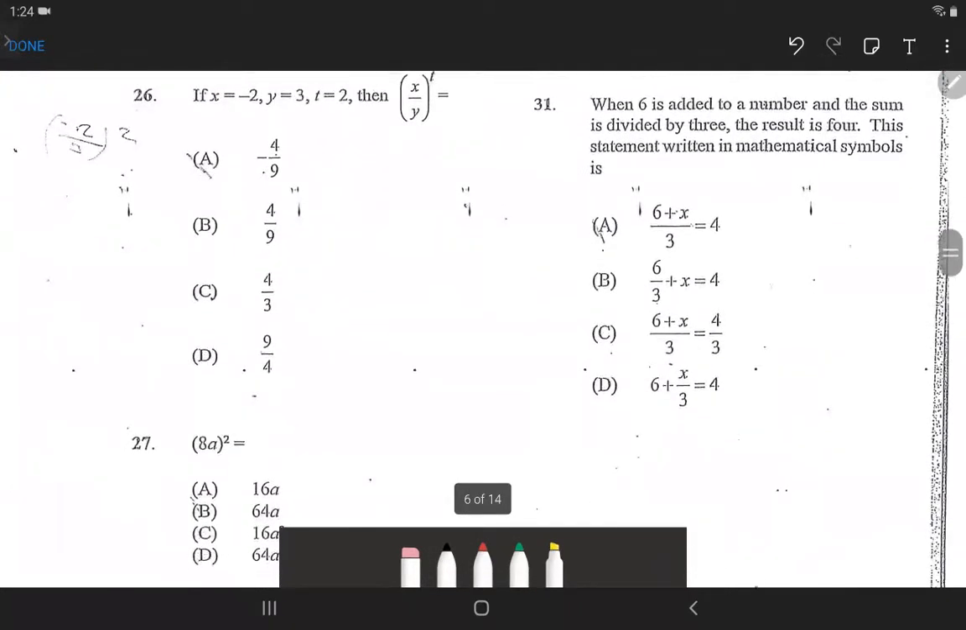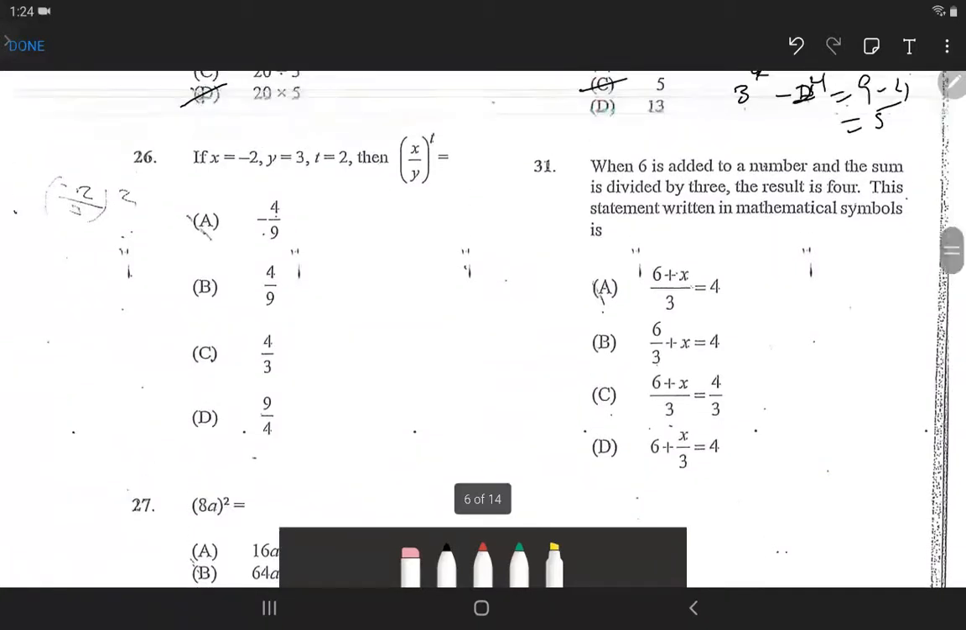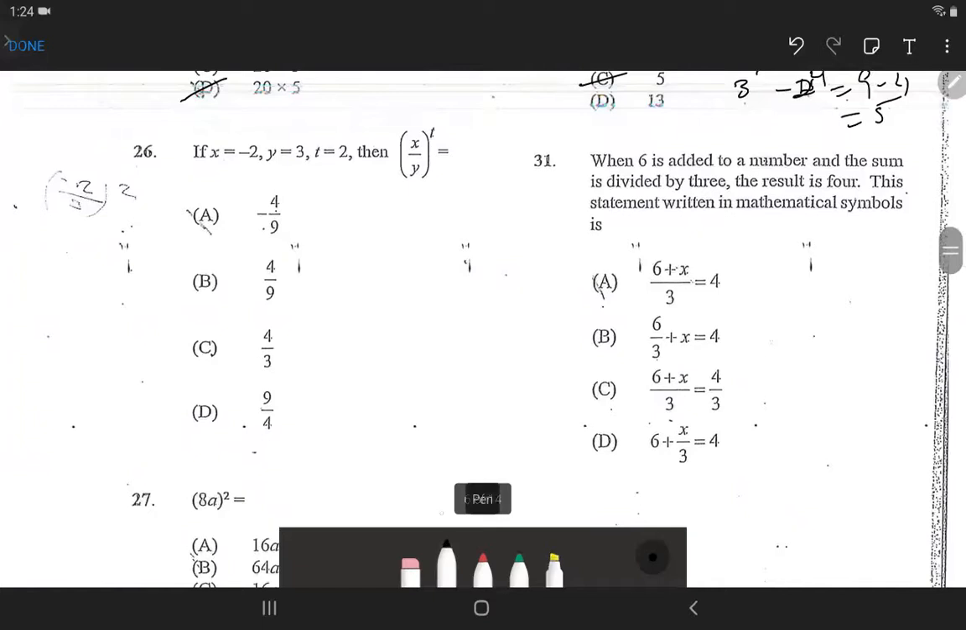Okay. If x is equal to negative 2, y is equal to 3, and t is equal to 2, then x over y to the t power is equal to, so we have negative 2 over 3 squared, which is equal to 4 over 9. It's positive because of that thing there. That's 4 over 9, which is B. Right, remember, if it is negative squared, it has to be positive.